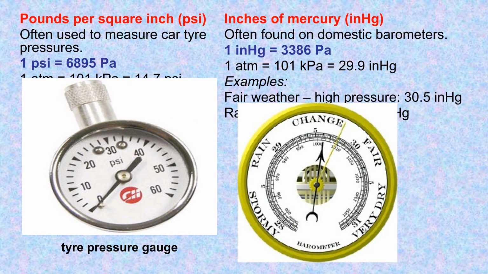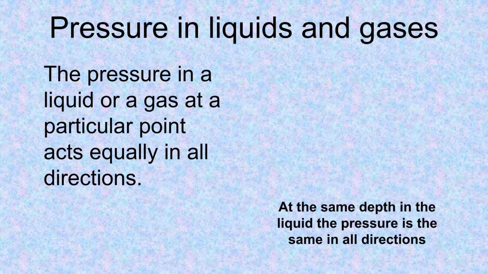A gas exerts pressure because its molecules are in constant random motion. When molecules collide with a surface, they exert a force back on it. Pressure is the total force divided by the area. Other units for pressure include pounds per square inch, or psi, often used for car tires, and inches of mercury, or inHg, commonly found on domestic barometers.